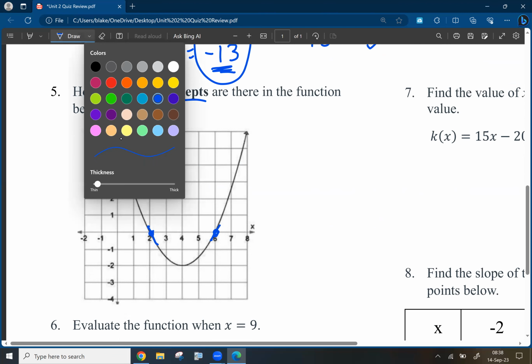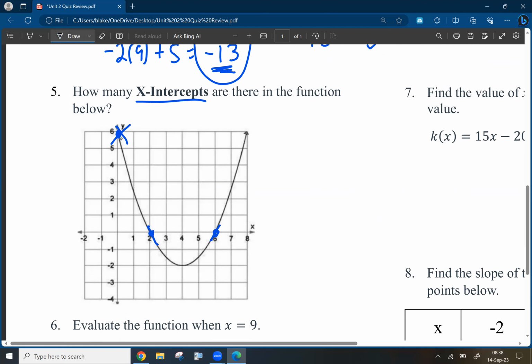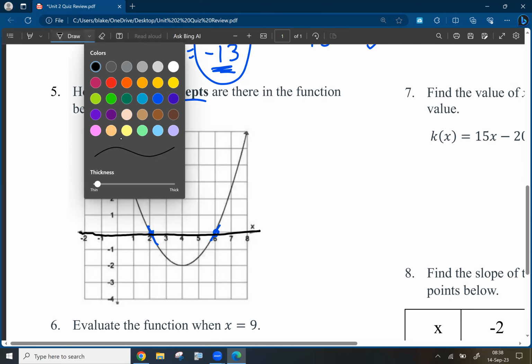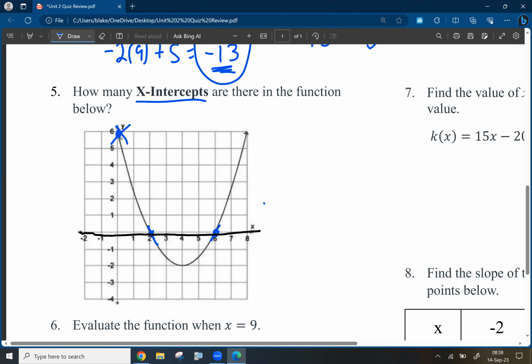If you can't tell, it's not the best graph, but we have the x-axis right here. And so the function's crossing that axis in 2 locations. So there are 2 x-intercepts.